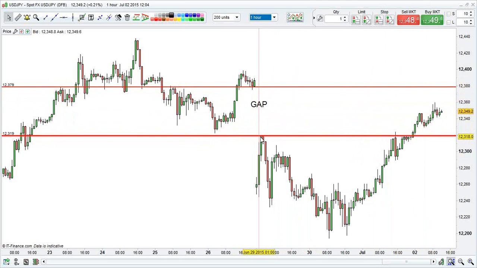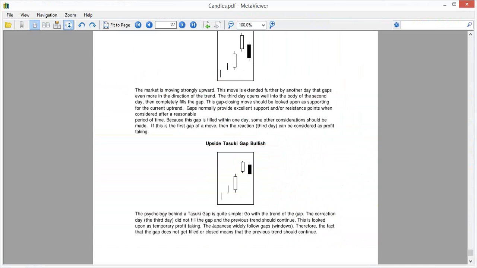But to continue trading consistently, you want to trade in the direction of the gap, and the gap is down. Okay, so you just continue the trend, and the market sold, and it went lower, okay, than the initial sell-off. It kept going, and then it bottomed out. But initially, you go in the direction of the gap. Okay, so the correction day, the third day, did not fill the gap, and the previous trend should continue.